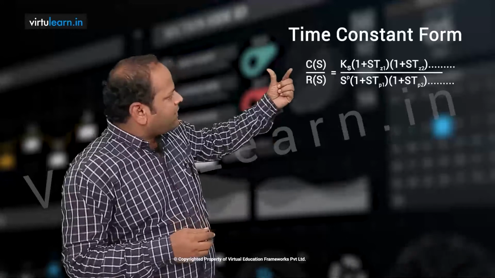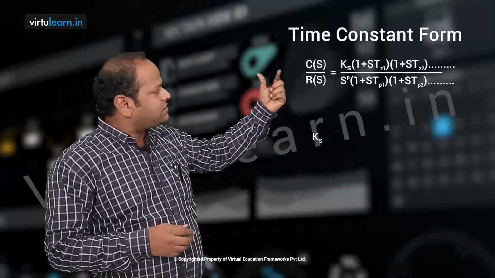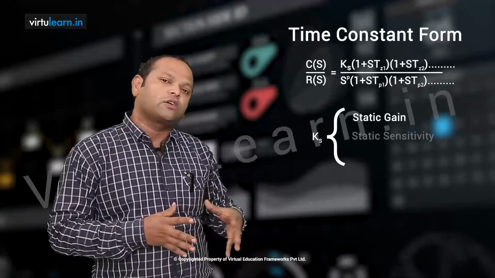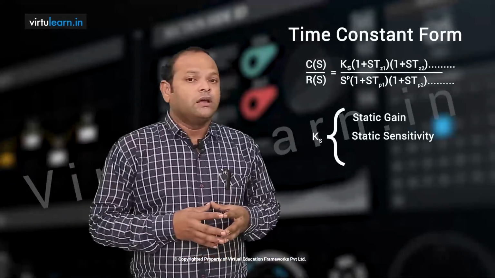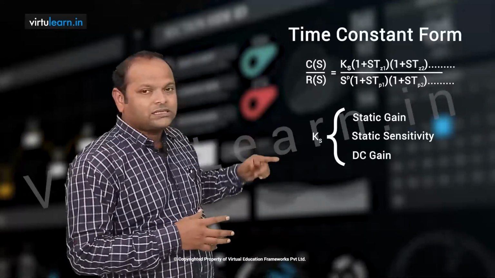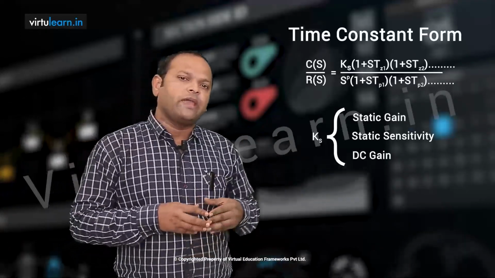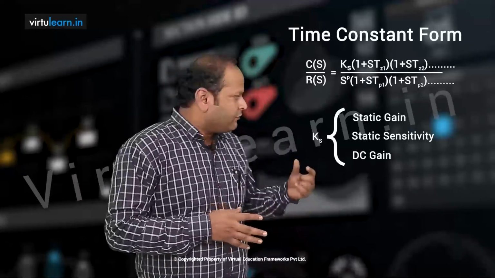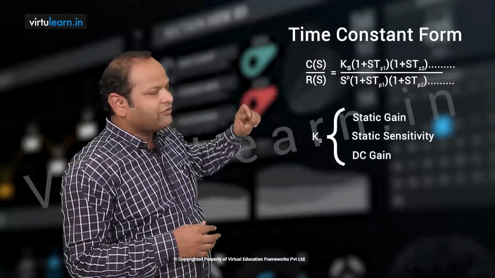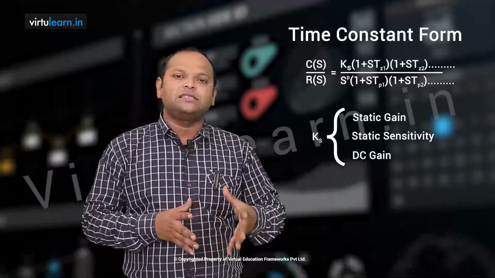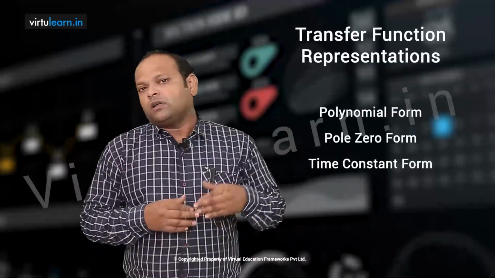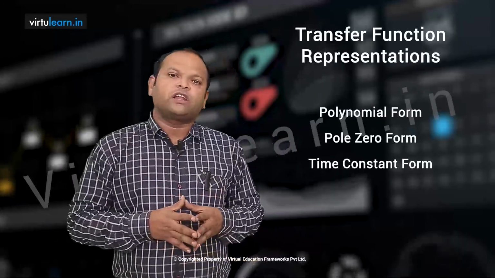So what is the numerator gain Ks? This Ks is called static gain, or also static sensitivity. Sometimes it is also called a DC gain, which means, you know, s is a complex frequency. If you make s equal to 0 for all the first order terms, whatever gain is available here, that is your DC gain of the system. Now these are the three representations of the transfer function.